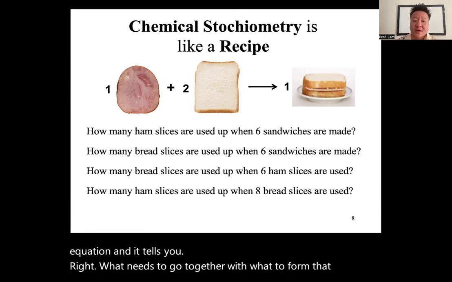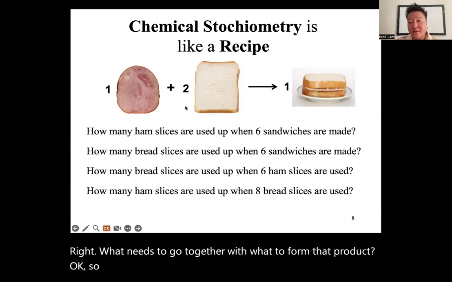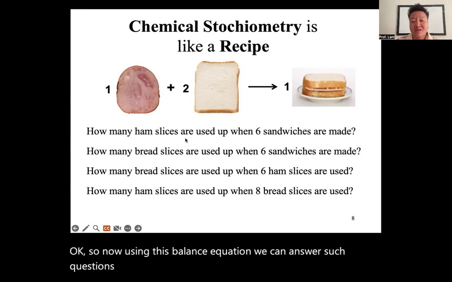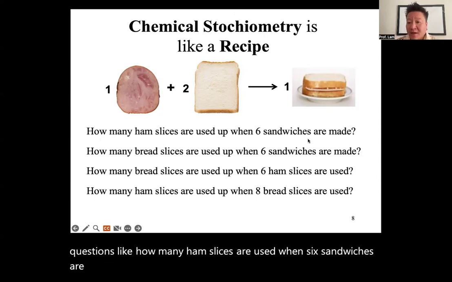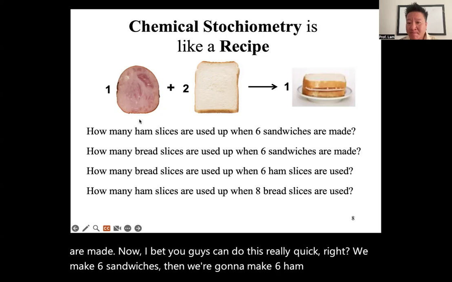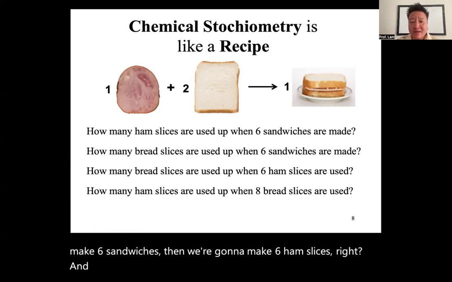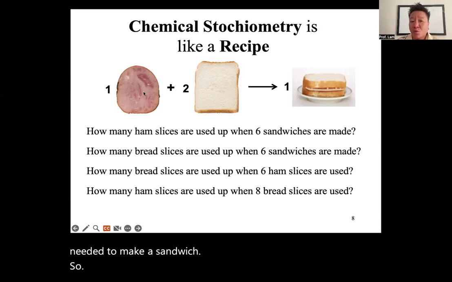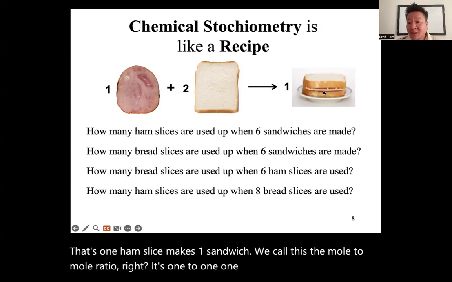Okay, so now using this balanced equation, we can answer questions like, how many ham slices are used when 6 sandwiches are made? Now, I bet you guys can do this really quick, right? We make 6 sandwiches, then we're going to need 6 ham slices. And we only know that because we know how many ham slices are needed to make a sandwich. So that's 1 ham slice makes 1 sandwich. We call this the mole-to-mole ratio. It's 1 to 1. 1 ham makes 1 sandwich.